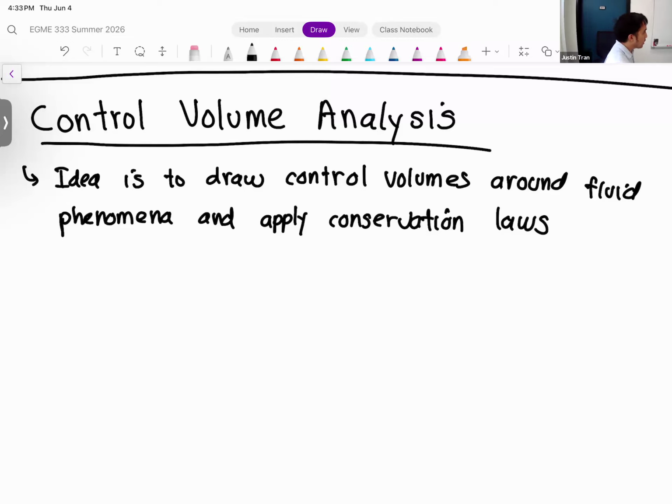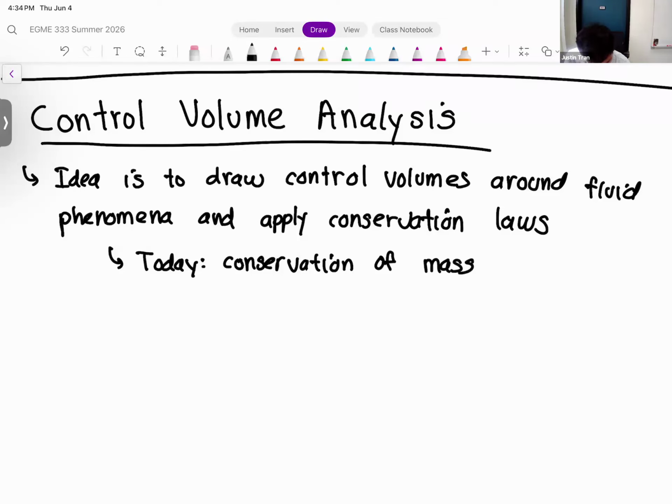The way this is structured is that I've organized it according to the conservation law. Today we're starting with conservation of mass. The next one on the docket will be conservation of momentum, so that's what we're going to cover next Tuesday. We'll probably also cover conservation of energy next Tuesday as well. And then, depending on whether we have time, we'll do conservation of angular momentum.